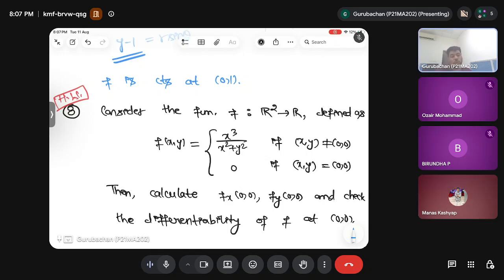And you can check the continuity. I hope it is directly visible whether it is continuous or not. But definitely it is not differentiable at (0, 0). Continuous? Yes, it is continuous at (0, 0), the values are tending to 0. And fx at (0, 0) and fy at (0, 0)? So fx at (0, 0) is 1 and fy at (0, 0) is 0.